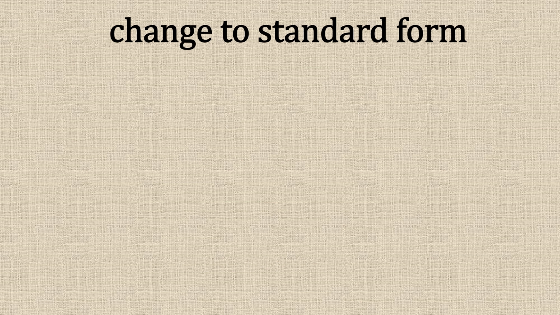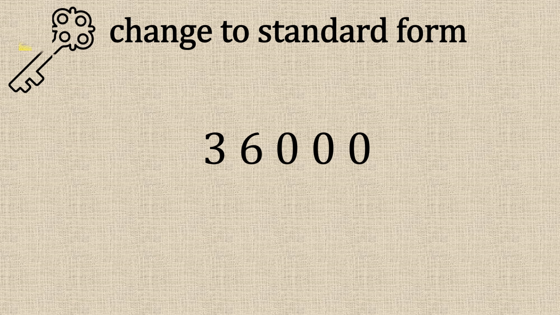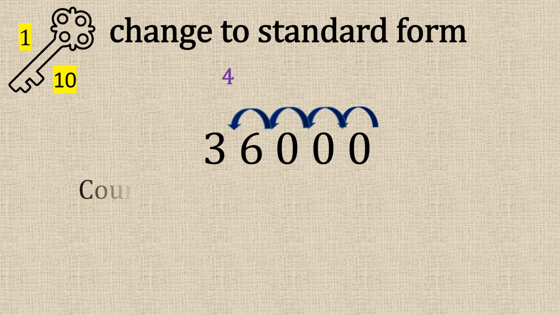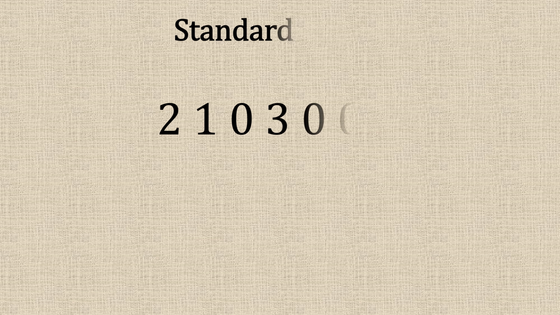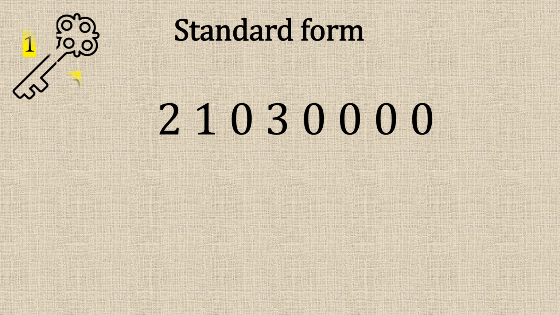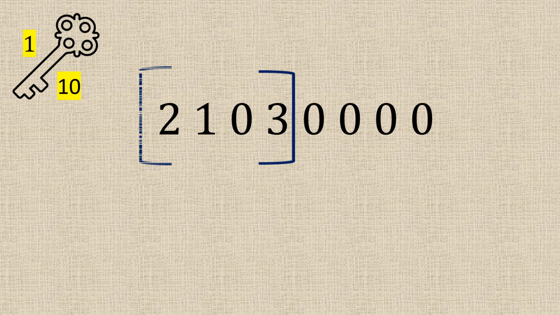So we're going to change into standard form. So here's our number, not forgetting our key, which is the number has to be between 1 and 10. So we're going to make that 3.6. Now we count the number of jumps to get to that decimal. 1, 2, 3, 4. So that means the answer in standard form is 3.6 times 10 to the power of 4.